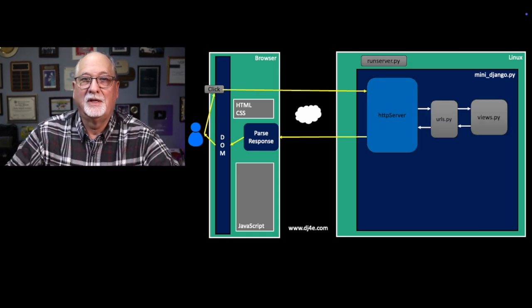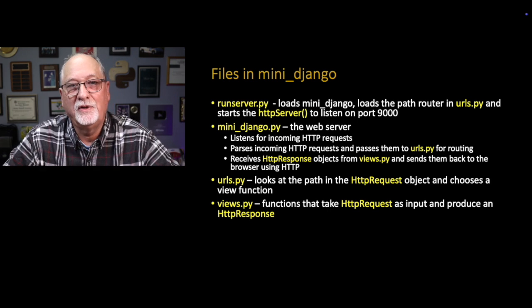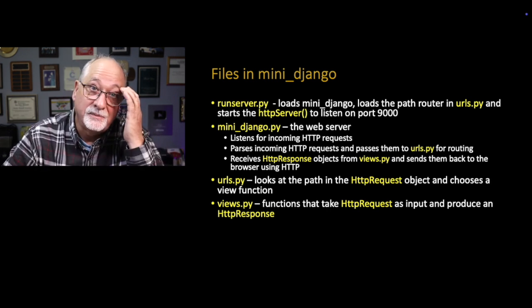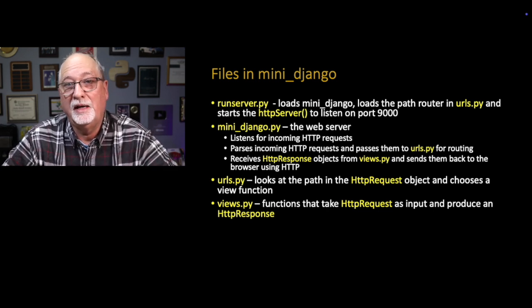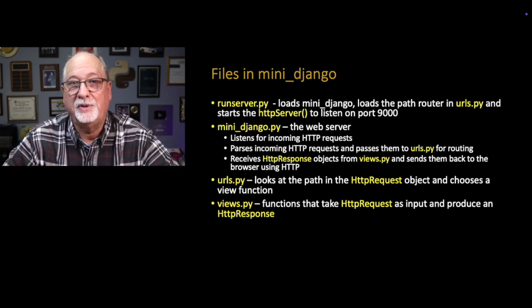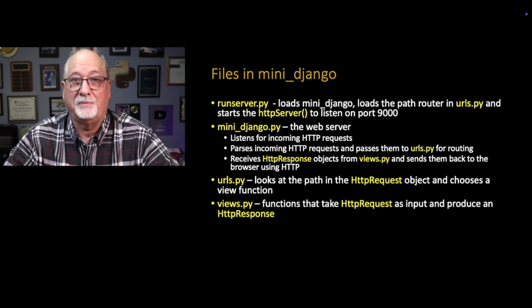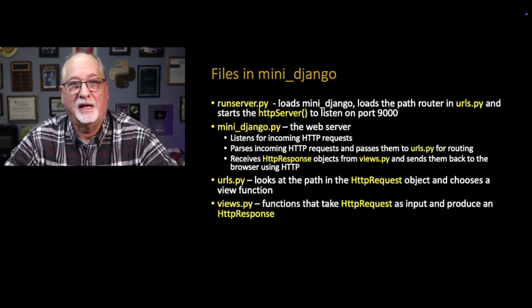So if you check out Mini Django, you'll see that it really is just 4 files and some documentation. The runserver.py loads the Mini Django library and loads the path router in urls.py and starts the HTTP server. There always has to be a process listening on the port to accept the connections.